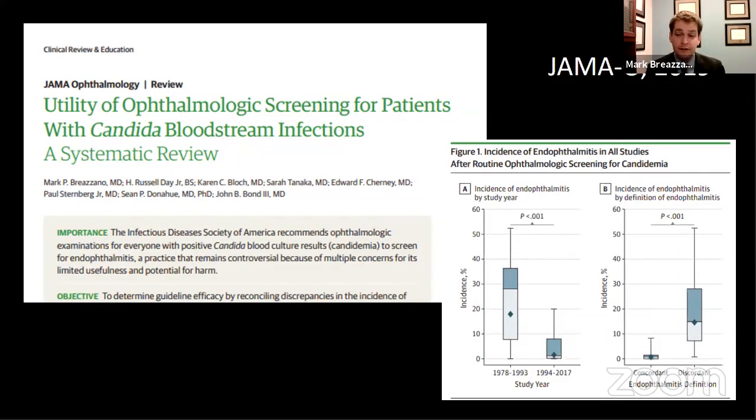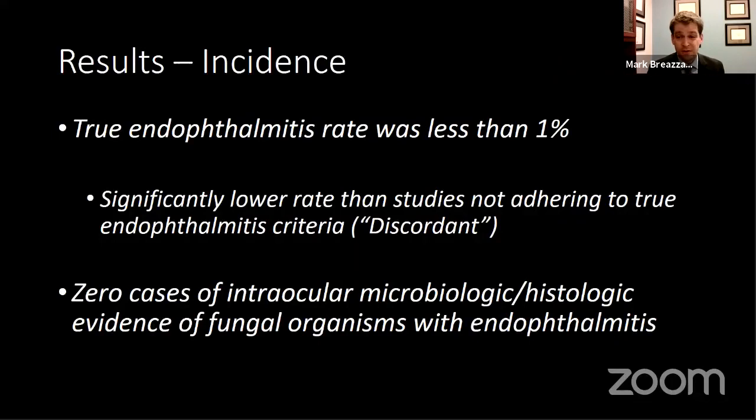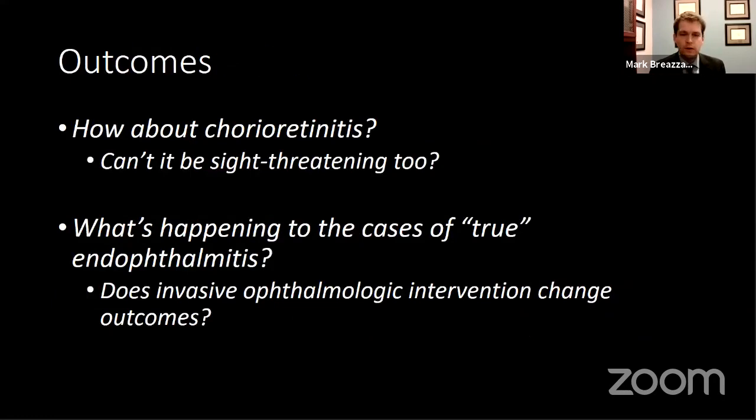And in reality, it was less than 1% with true endophthalmitis rates, whereas it was closer to 15 or 20% in those that were discordant. And interestingly as well, even in the cases with true endophthalmitis that fit the definitions, there were no cases of these 7,500 patients that had any intraocular evidence of fungal organisms. And so that just goes to show how much of a diagnostic challenge these cases can be, even in the setting of candidemia. So what about chorioretinitis?